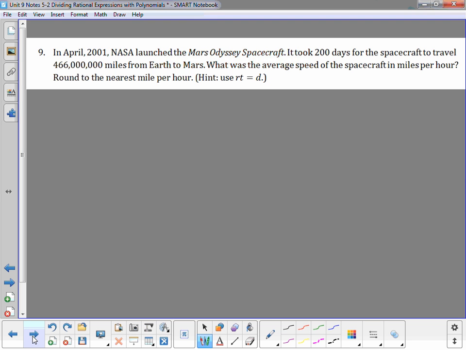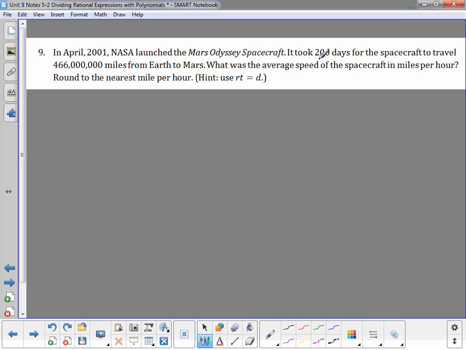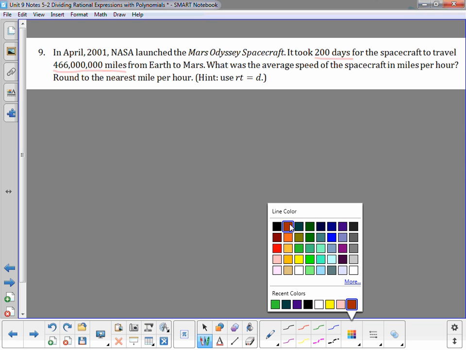Let's take a look at some of these word problems. Okay, so let's take a look at this word problem. It says in April of 2001, NASA launched the Mars Odyssey spacecraft. It took 200 days for the spacecraft to travel 466 million miles from Earth to Mars. What was the average speed of the spacecraft in miles per hour, rounded to the nearest mile per hour? Use rate times time is equal to distance.